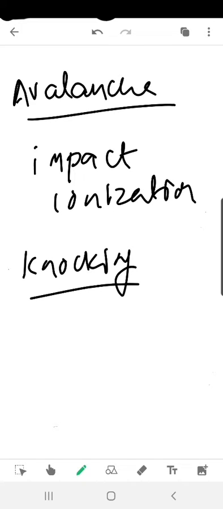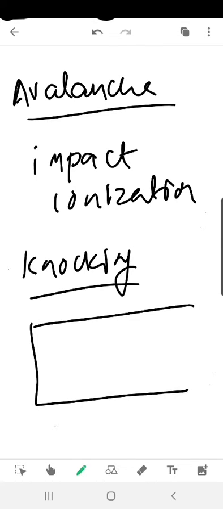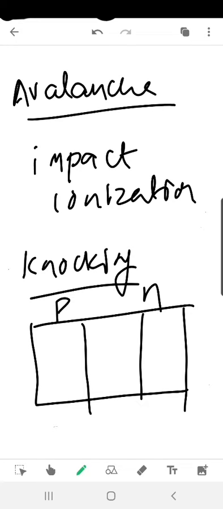When the electric field in the depletion region is large, electrons from the p side will get enough energy to accelerate, and with this kinetic energy it will knock out another electron. Consider this, if this is our p-type and n-type semiconductors, due to reverse bias the depletion region is large. Let us consider we have an electron and hole pair in our depletion region.